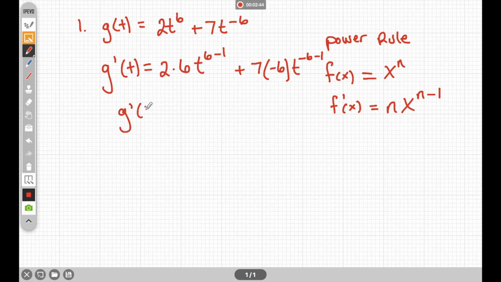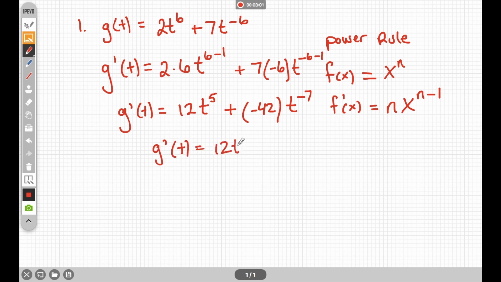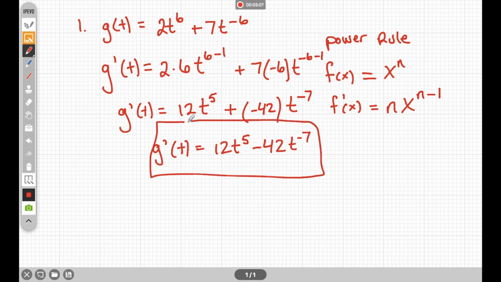Simplifying this, g prime of t is equal to 12t to the 5th plus, this is a negative 42 t to the negative 7th, and this obviously becomes negative, so g prime of t is equal to 12t to the 5th minus 42t to the negative 7th. This is the power rule, an example of the power rule. So just applying this rule into this problem.